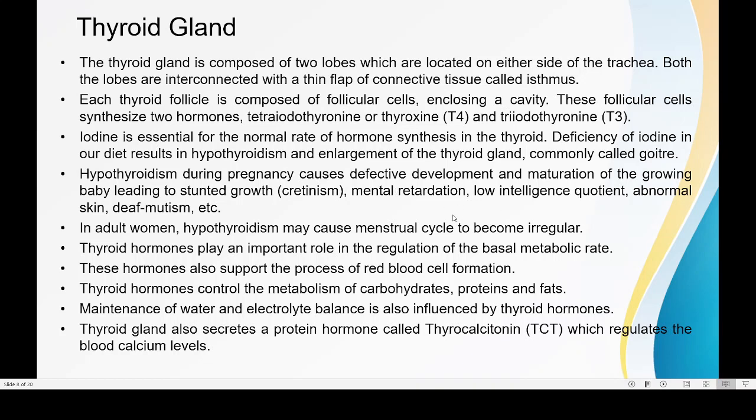Then the thyroid gland also secretes a protein hormone known as thyrocalcitonin, or TCT. The main hormones produced by the thyroid gland are thyroxine and triiodothyronine. In addition to that, there is a third hormone known as TCT, thyrocalcitonin. Its primary function is controlling the level of calcium in your blood.